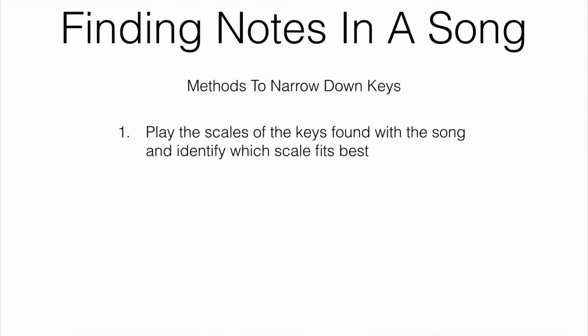So here's the first method. Let's play the song again, and at the same time, I'm going to play each scale with the song to see which one sounds the best. One scale will always match better. Since C sharp and D flat major are essentially the same notes, we only need to use one of them. The scales we'll try with the song will be A flat major and D flat major.